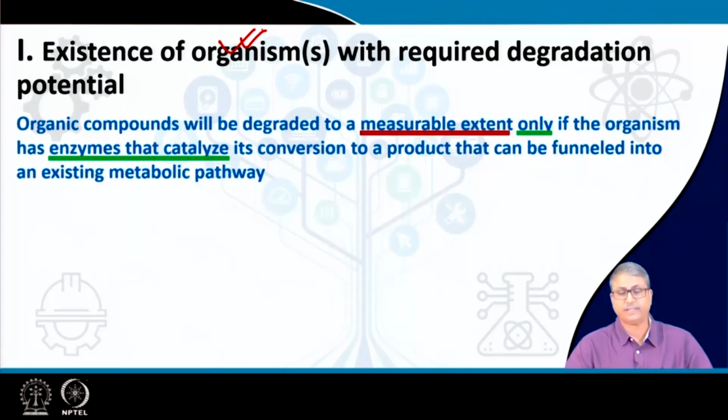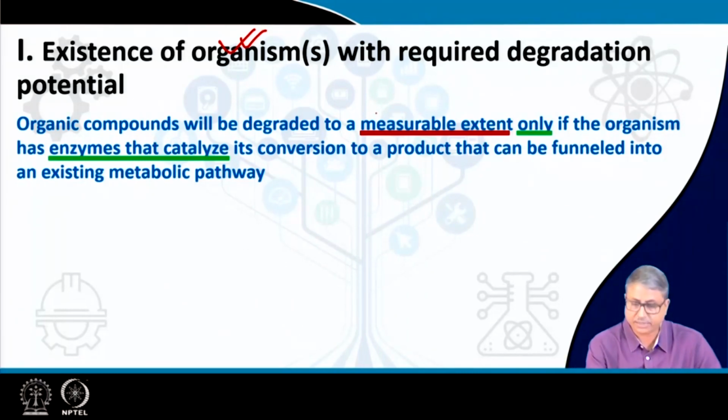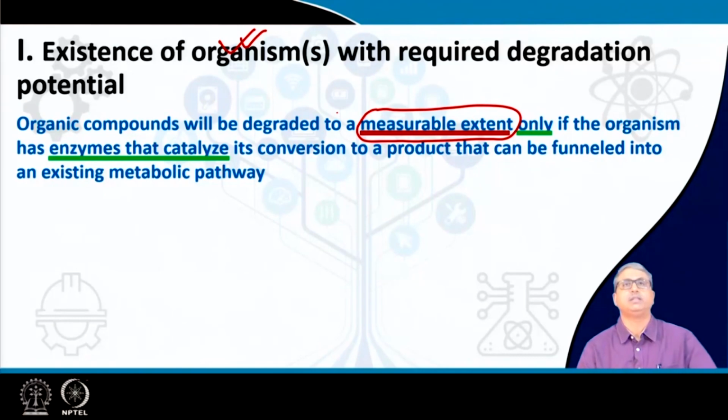Now with respect to that, there are certain other points. The organic compounds will be degraded to a measurable extent. Measurable extent means one with which we will be happy. Our environmental people will say that yes, this X concentration, X ppm or X gram per kg or gram per liter of a particular substance is now degraded to some microgram or less than microgram per kg or per liter, within a definite period of time. So that is very important.